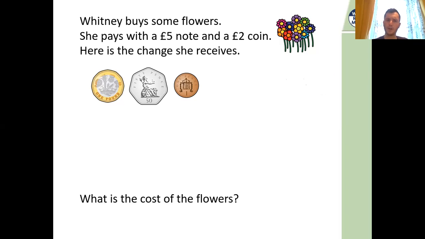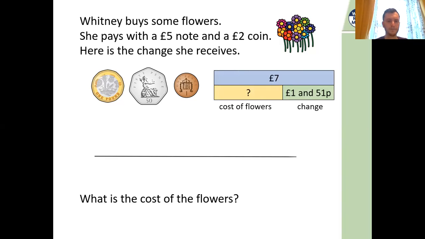So because this is quite an awkward one with pounds and pence, and 51 pence is particularly awkward, I'm going to use that counting on strategy. So I've got my number line. I start at £1.51, I need to end up at £7. So I'm first going to do a jump of 9 pence. What does that get me to? That gets me to £1.60.